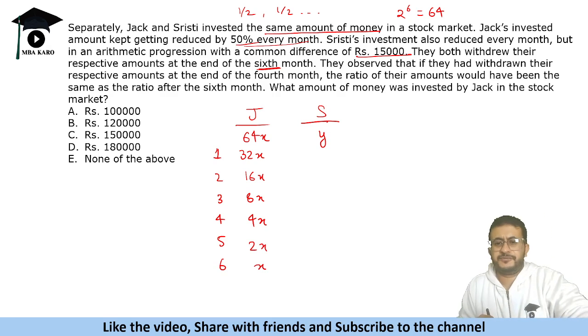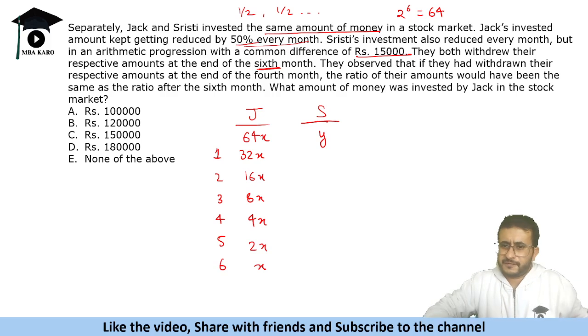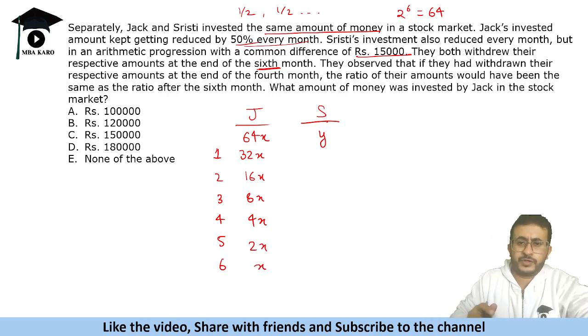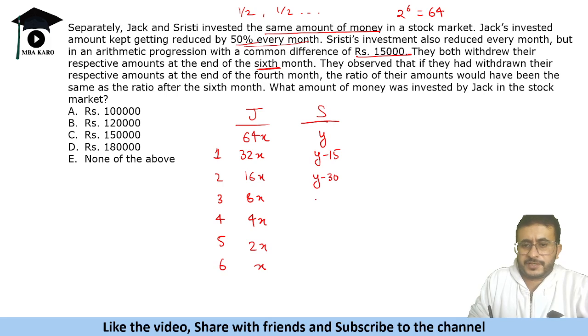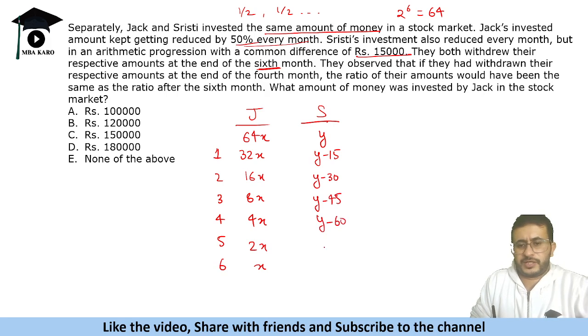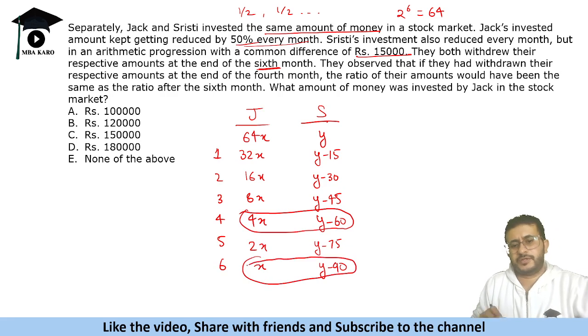Why did we take 64x? Otherwise we would have to write x by 2, x by 4. Fractions make it problematic. Srishti loses 15,000 per month. So y minus 15, y minus 30, y minus 45. You do not need to write all of them. You just need to write for the 4th and 6th month. So after 4 months, this is the amount. After 6 months, this is the amount that they have.